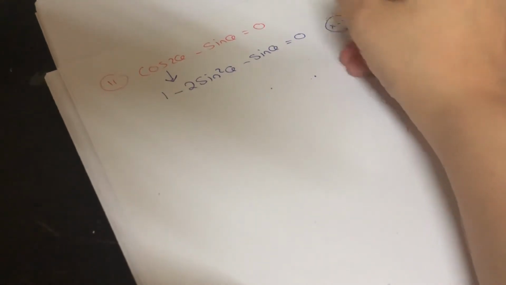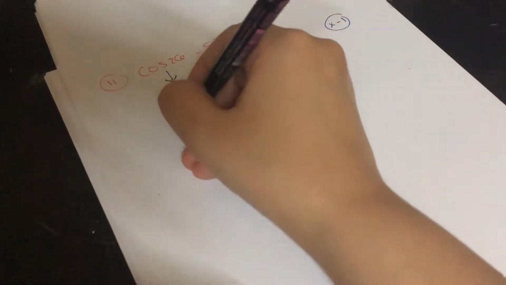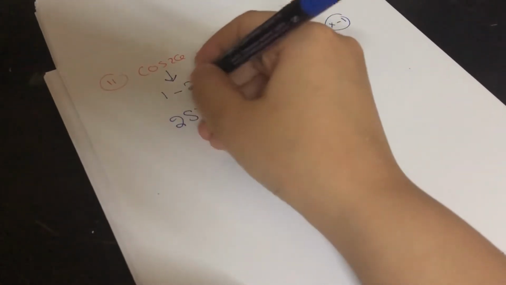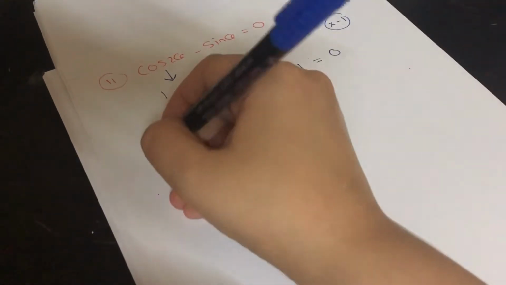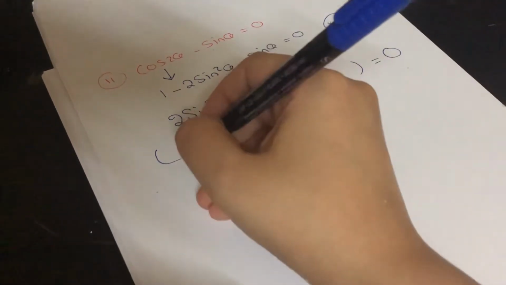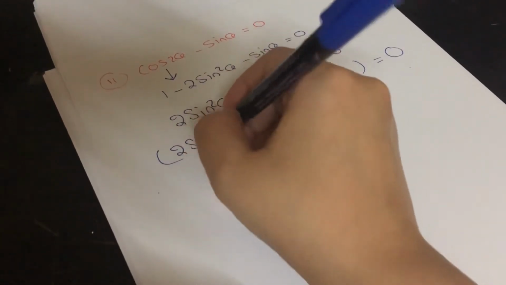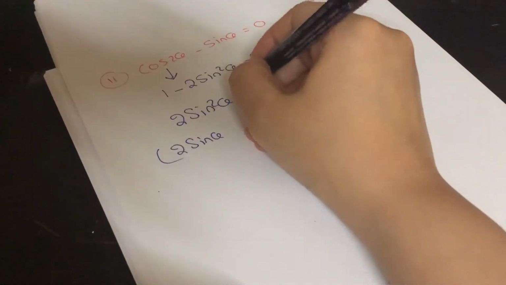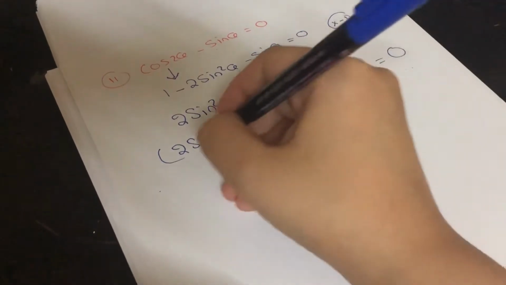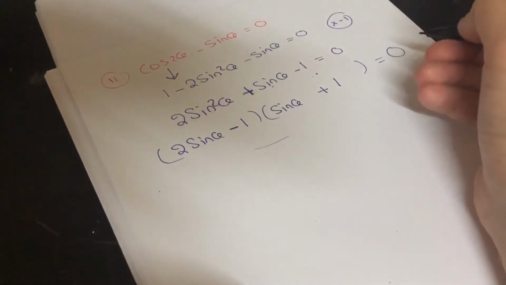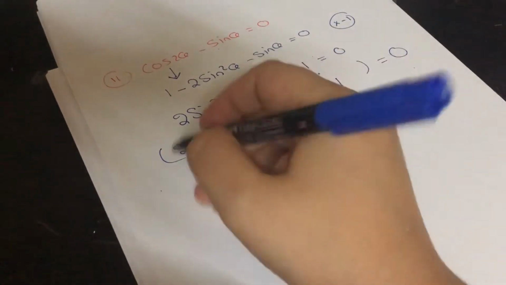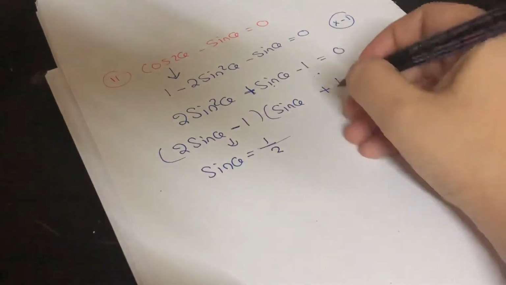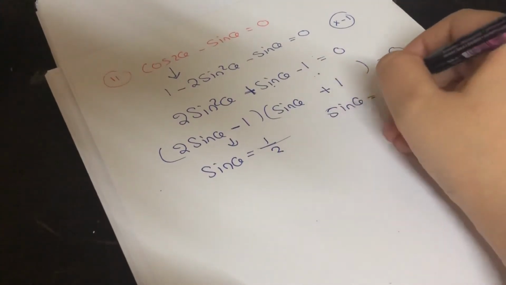If I multiply everything by -1 just to keep this as positive and switch their places, this would be 2 sine squared theta plus sine theta minus 1 equals 0. I will open 2 brackets and set them equal to 0: 2 sine theta and sine theta. I want the bigger one to be positive because it's multiplied by 2, and this one is negative. So sine theta is equal to half, by the zero product property. Either this is equal to 0 or this is equal to 0. Sine theta equals -1.